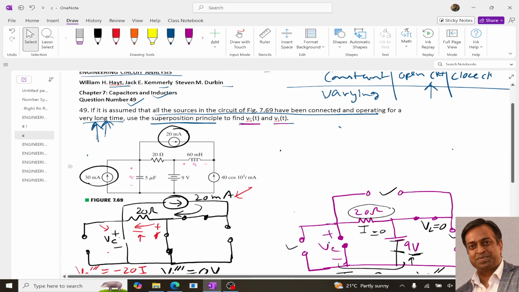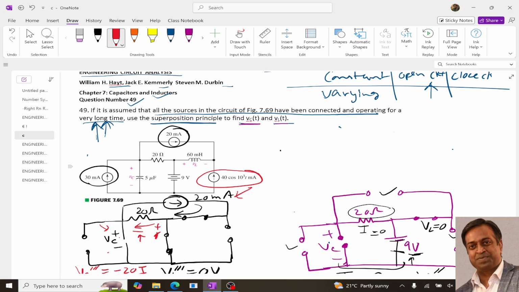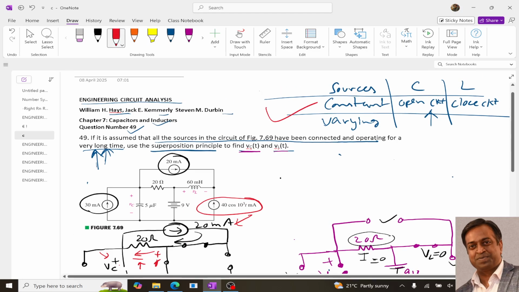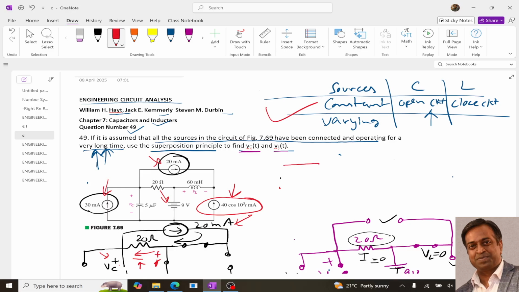Now coming to the last case, which is due to this current source, which is varying, right? Since it is varying with respect to time, as we mentioned over here, we cannot replace the capacitor with an open circuit and the inductor with a short circuit. We need to keep our capacitor and inductor as they are. So using the superposition theorem, if only this source is active and the remaining sources are deactivated, then our circuit will be like this.